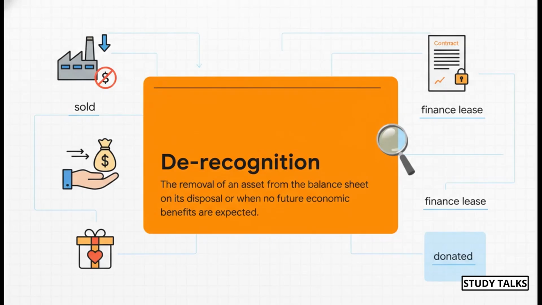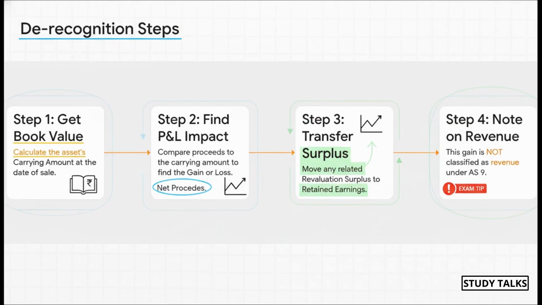So what exactly is derecognition? It sounds a bit technical, but it's really just the official term for removing an asset from your books. This could be because you've sold it, leased it out, maybe donated it, or simply because it's old and isn't going to generate any more money for the business. This slide here lays out the exact four-step process you need to follow.